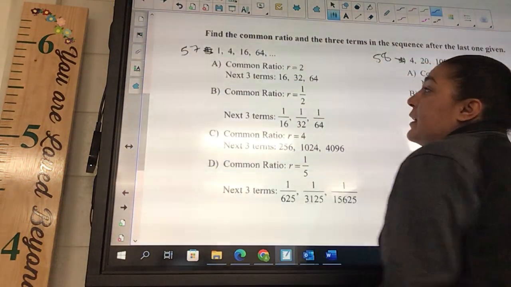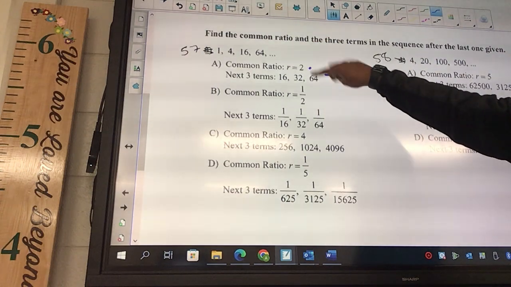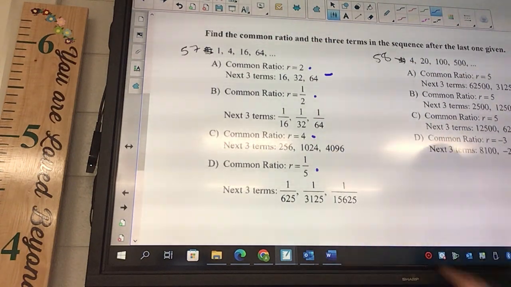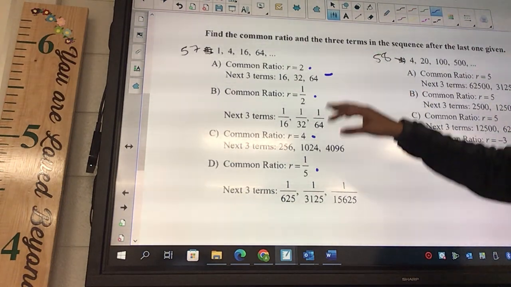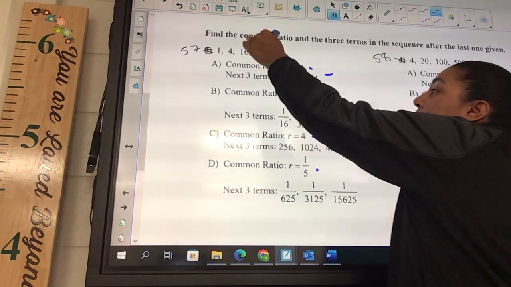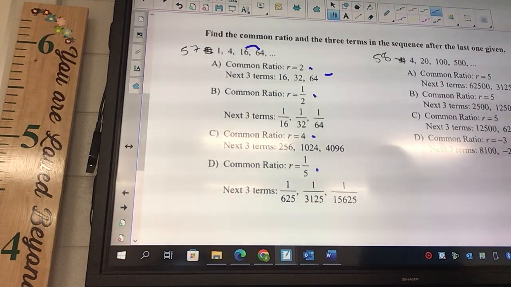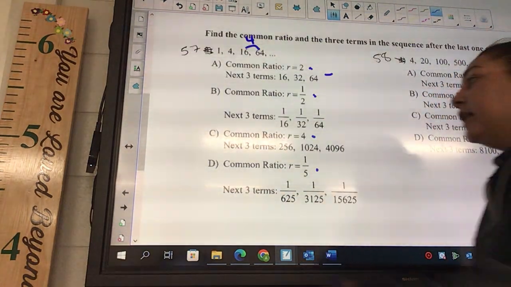Okay, 57, it says find the common ratio. Okay, so if we look here, this is at 2, 1/2, 4, 1/5. Really all you need to do is find the common ratio. You don't need to find the next three terms because they're all different. However, if we had 2 that had a 2, you're going to have to find the next terms. What is 64 divided by 16? 4. My common ratio is 4. So what answer choice is that? C.